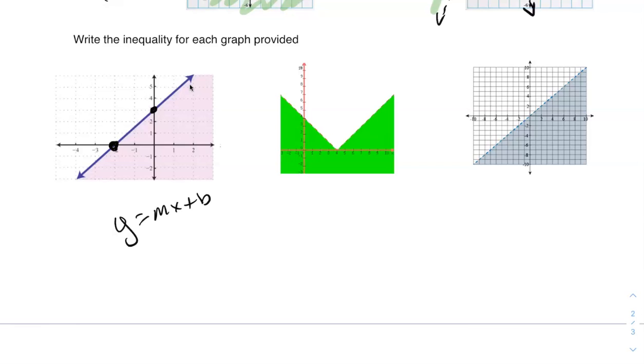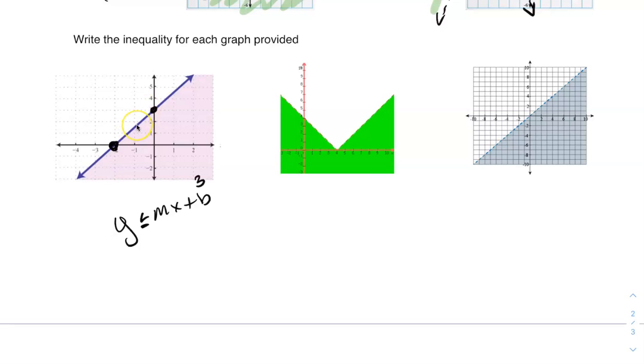In this case, I'm not going to do equals. Look at the way it works. We're shading below, so it's a less than sign. We're going to do less than, and it's a solid line, so we're going to make it less than or equal to. Now all we got to do is find the slope and the y-intercept. Well, the y-intercept is 3.